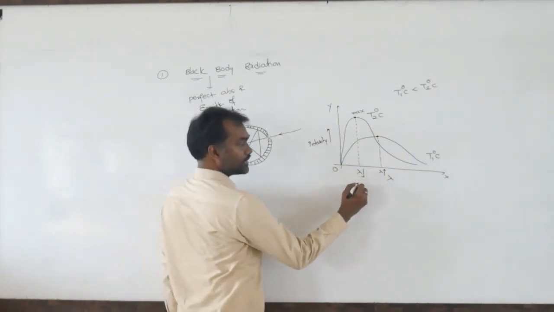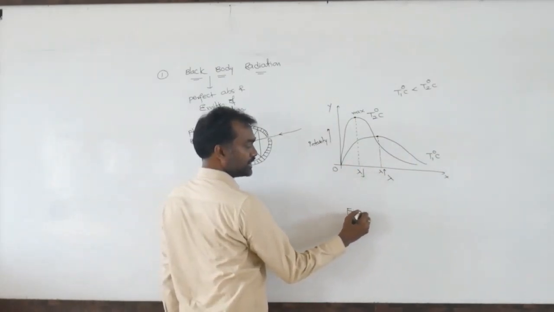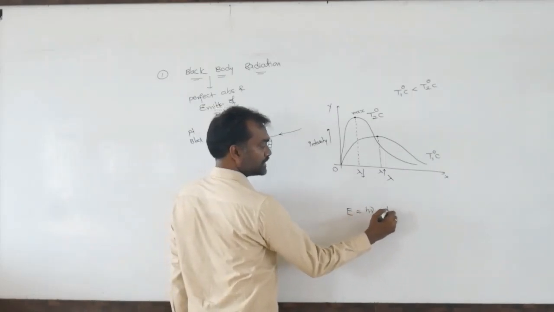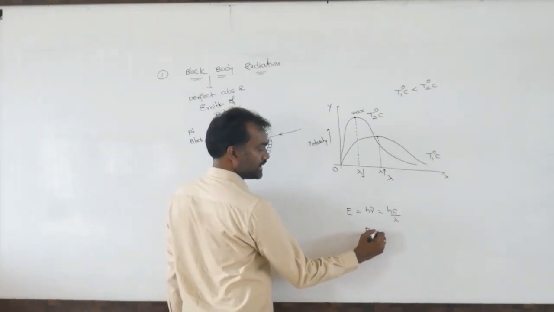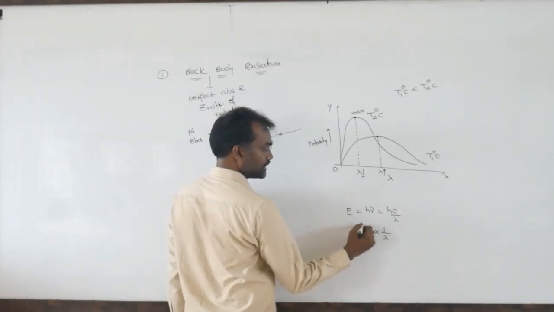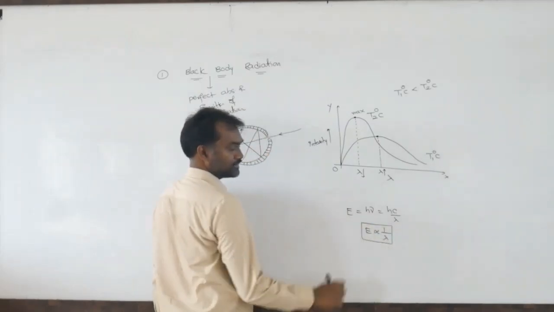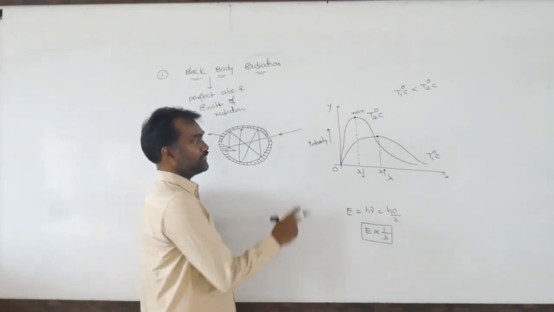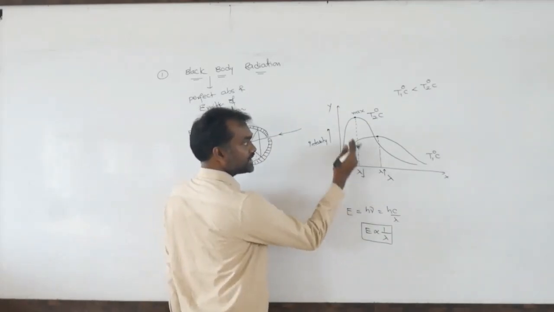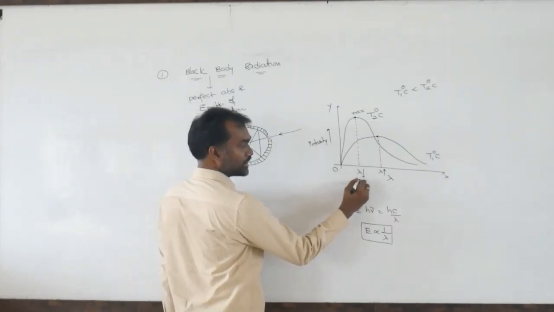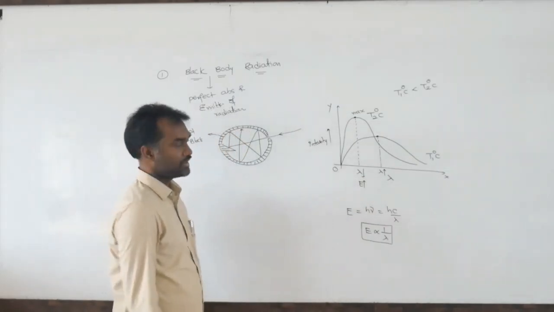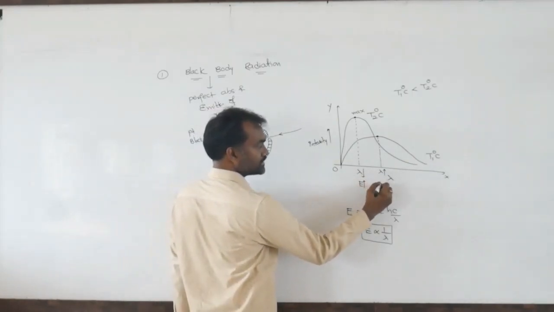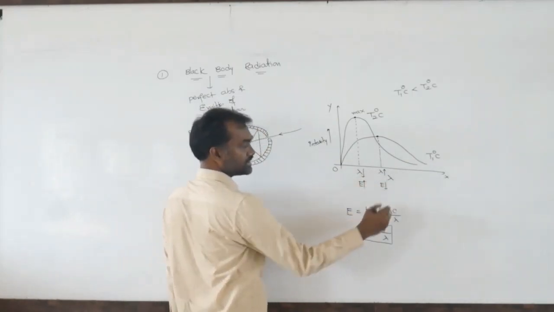Lower lambda means, as we already know, E equals h nu, which equals hc by lambda. What is the relation between E and lambda? That is inversely proportional. So if you heat it, it moves towards lower lambda. Lower lambda means highest energy. Higher lambda means lower energy.